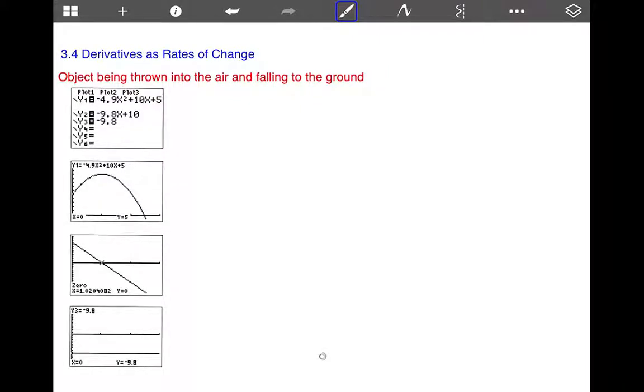Okay, the following is a video over section 3.4, which is called Derivatives as Rates of Change. This is the application of derivatives that is quite often used in physics. So if you're in physics, this should look very familiar to you.